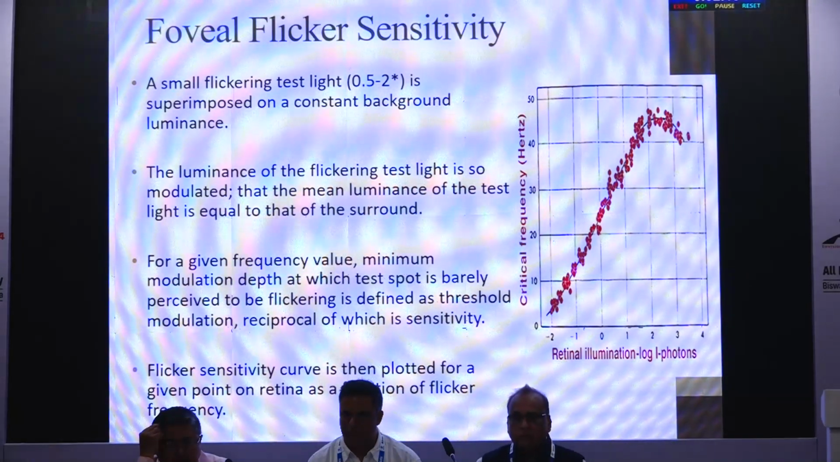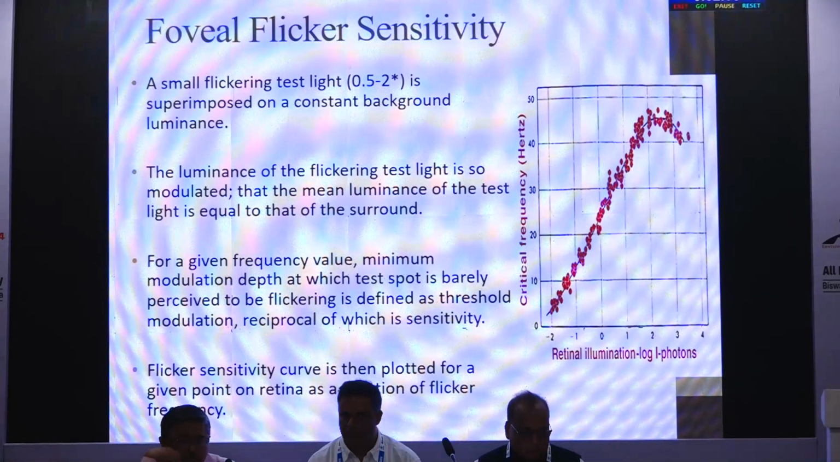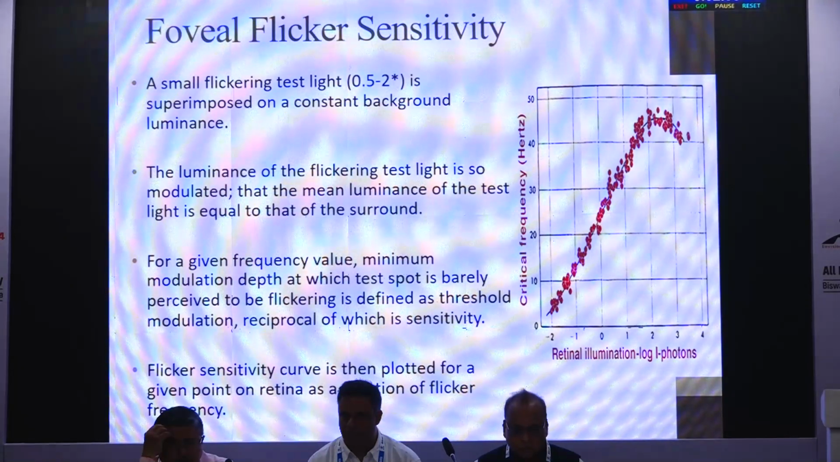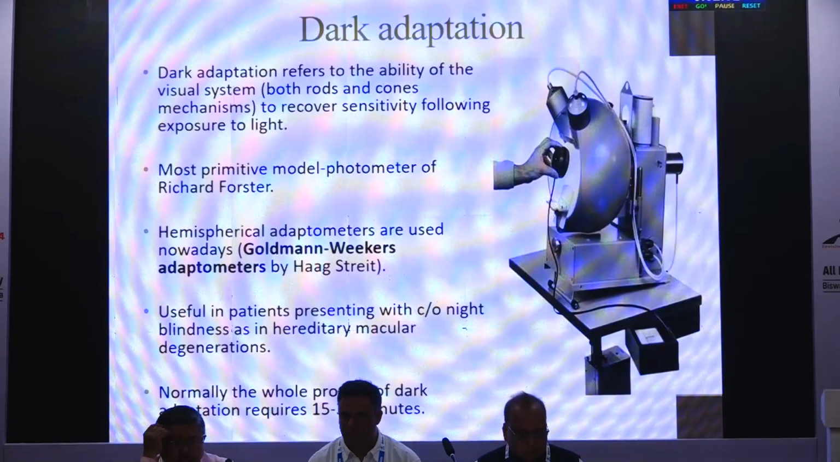Here the flicker sensitivity curve is plotted for a given point on the retina as a function of flicker frequency, and the minimum modulation depth at which the test spot is barely perceived to be flickering is defined as the threshold modulation, and this is what we measure, the reciprocal of which is called sensitivity.